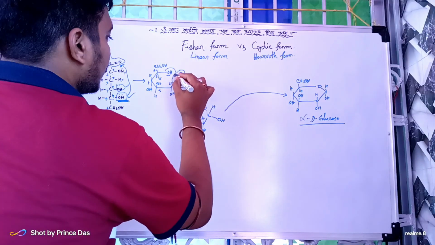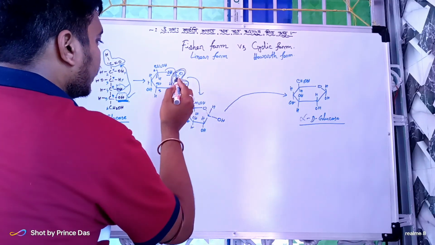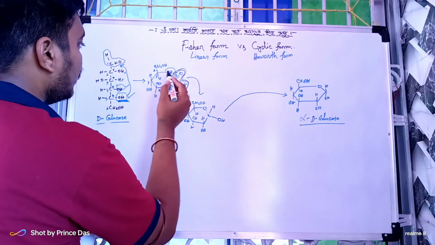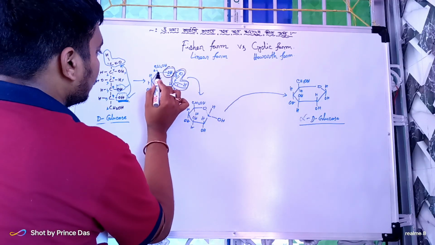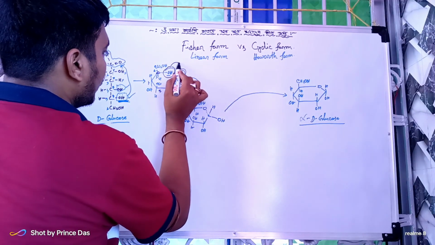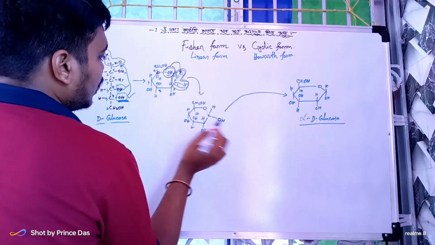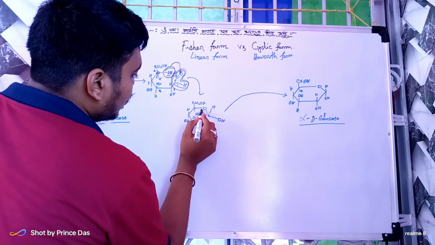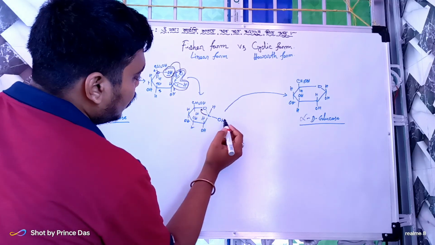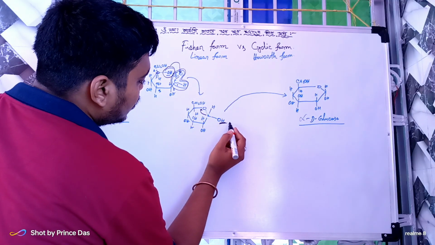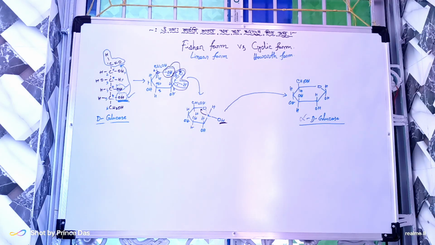Here you can see this is the aldehyde group and it is attacked by the 5th carbon OH. This is the 5th carbon OH. This is the 5th carbon. Its OH attacks here, and after that this carbon will attach here with oxygen, and the oxygen of the aldehyde got H. Understood?